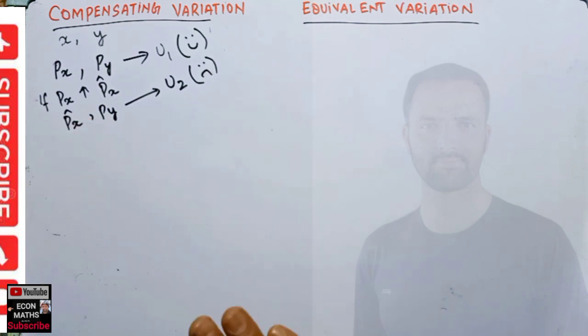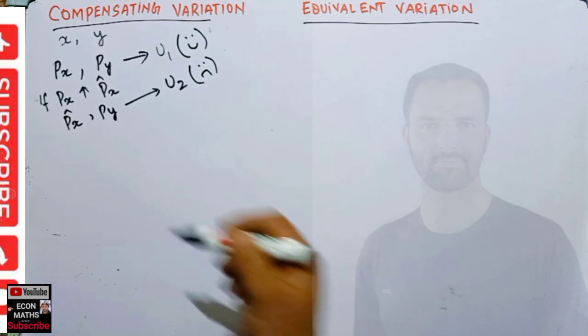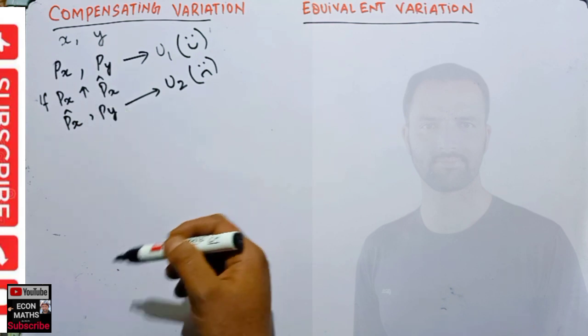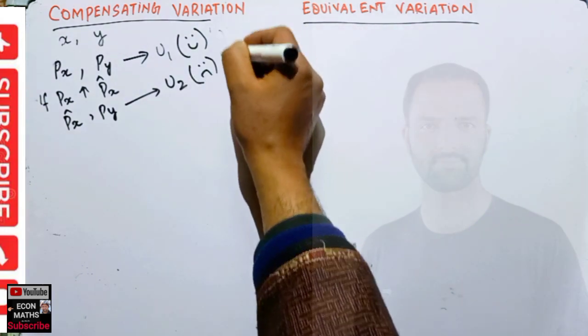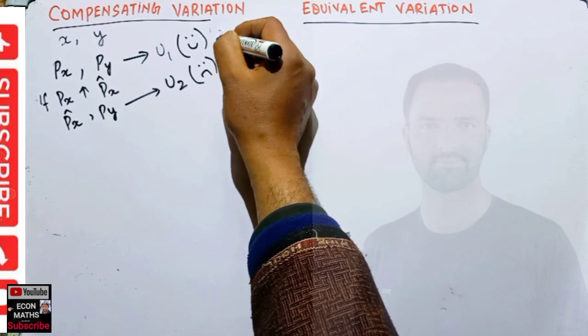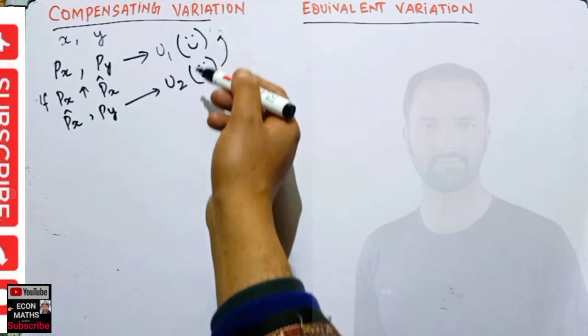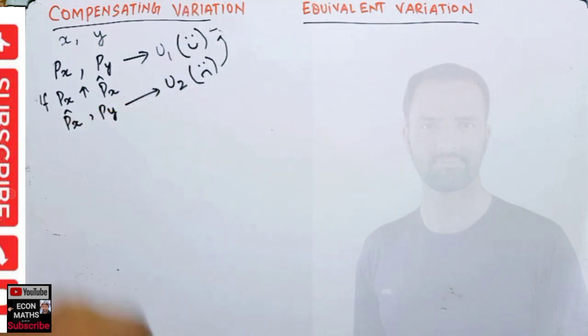Now, compensating variation. What does compensating variation tell us? It tells us, after the price of X has increased to Px hat, how much money we need to give to the consumer so that he is as happy as he was earlier. It tells us how much money we need to give back to the consumer so that he feels as satisfied as he was earlier after the price has increased. This is the interpretation of compensating variation.